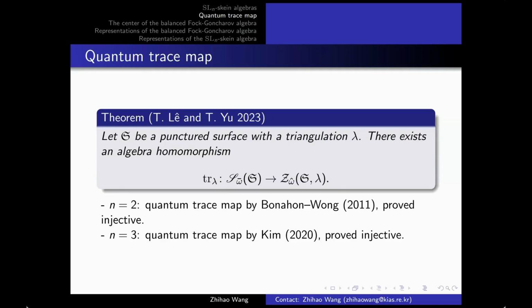But it is not easy for me to explain how to define this map or how to calculate the image of the quantum trace map. It is very difficult, actually. You just keep in mind that there exists such a map.